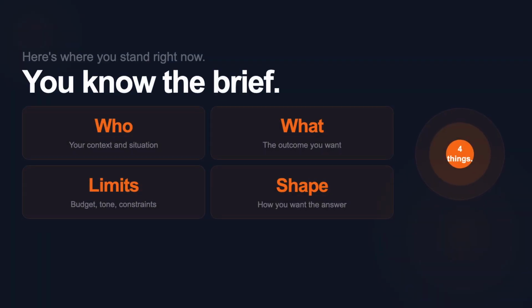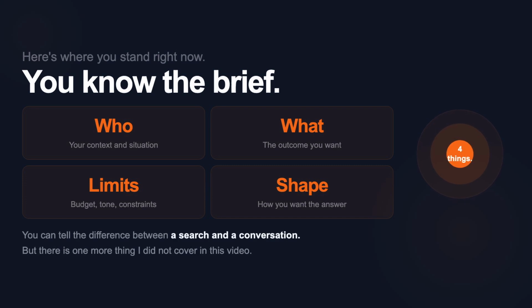So here is where you stand right now. You know the difference between a Google question and an AI conversation question. You can differentiate a search and a chat. You know the 4-part brief: who I am, what I want, the limits, and the shape you want the answer to take.